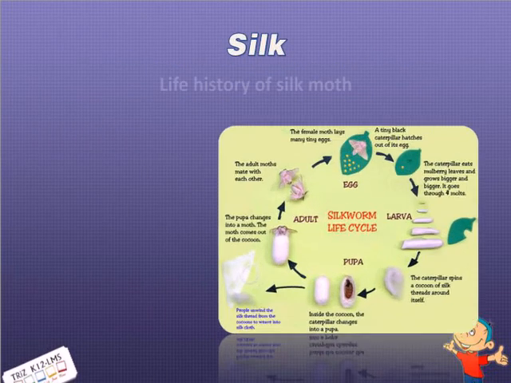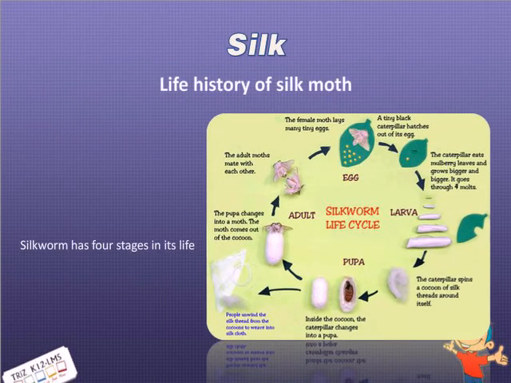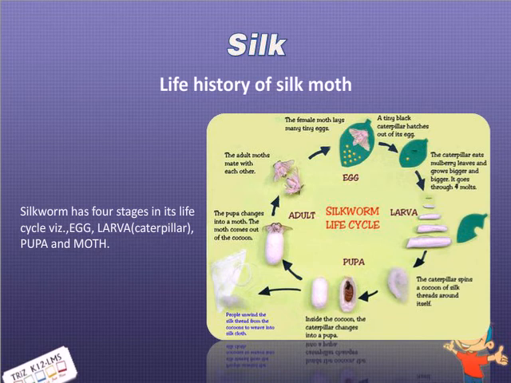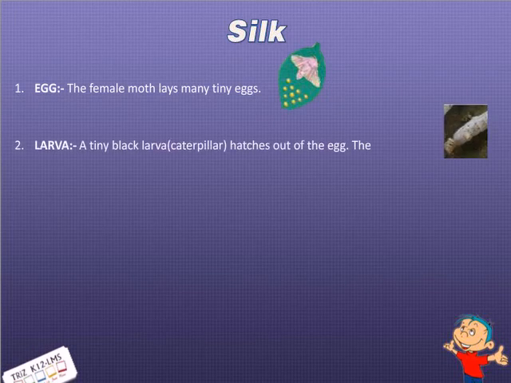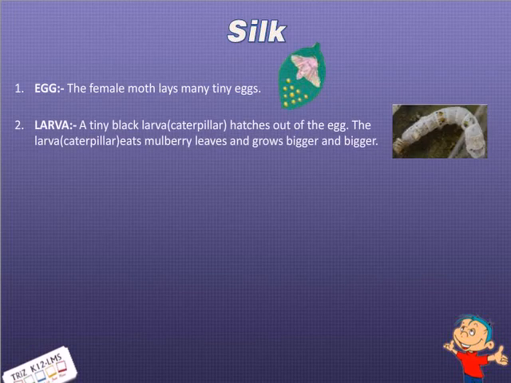Silk. Life history of silk moth. The silkworm has 4 stages in its life cycle: egg, larva, pupa, and moth. Egg. The female moth lays many tiny eggs. Larva. A tiny black larva, that is caterpillar, hatches out of the egg. The larva eats mulberry leaves and grows bigger and bigger.